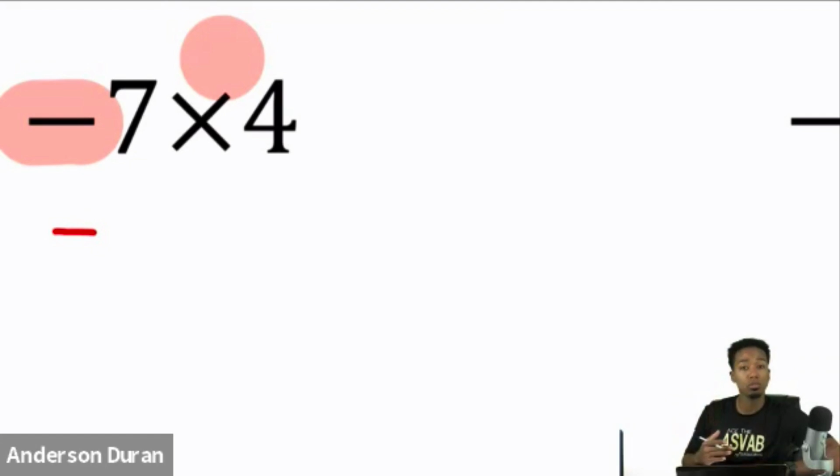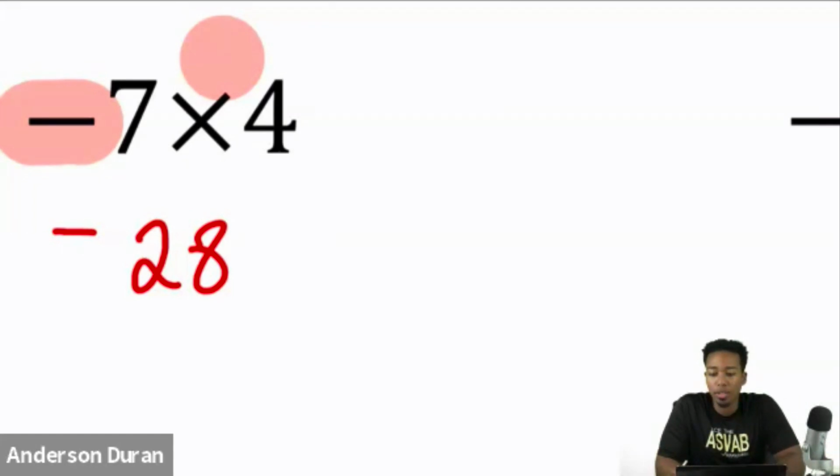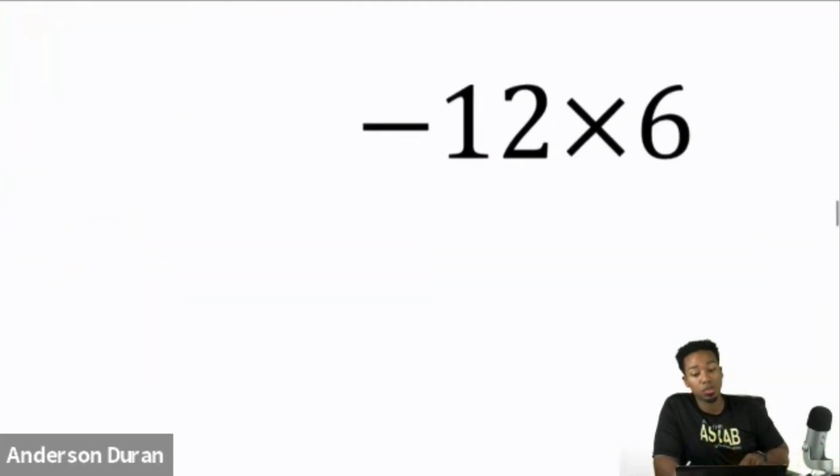Then part 2, 7 times 4. If we know our multiplication tables, what's that going to give us? 28. Exactly. That'll give us 28. And so we have -28 right there. So again, the rule is same signs, positive; opposite signs, negative. That's it.